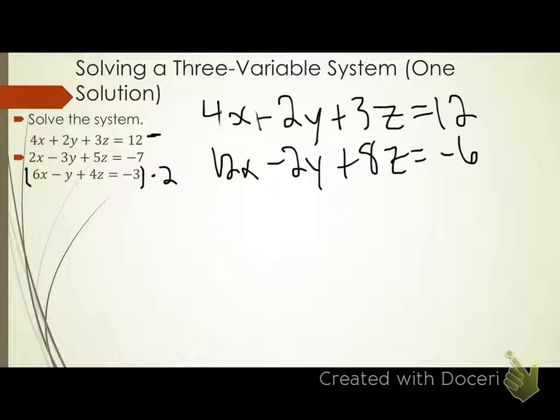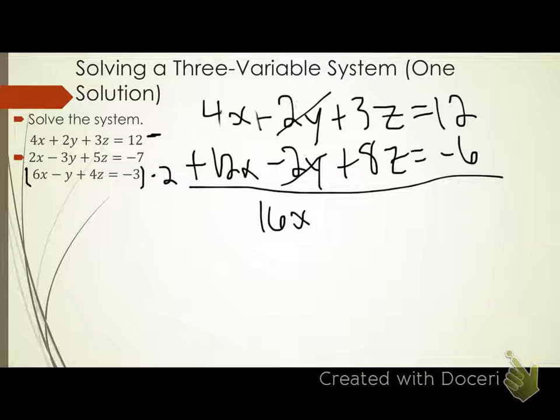Now in my y column, I have the same numbers, opposite signs. So I can just add my equations and my y's will eliminate. 4x plus 12x gives me 16x. 3z plus 8z gives me 11z. And 12 plus negative 6 gives me 6. This is my first equation of my 2-variable system that I got. So I now need another equation.